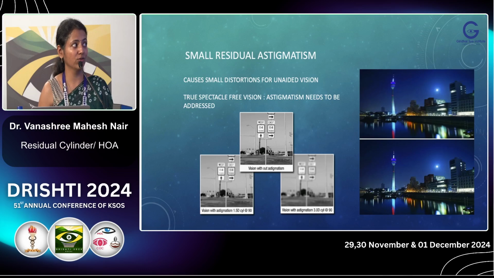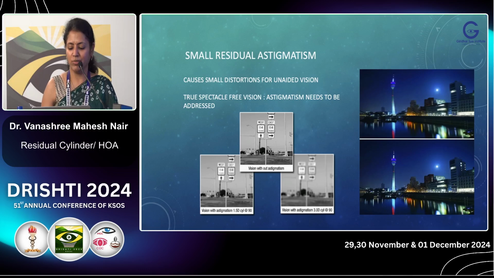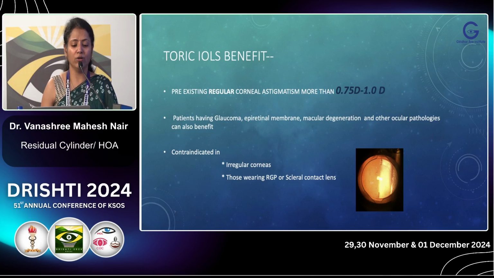As you can notice on the right side, the lower image is much sharper and the upper image has got a slight defocus kind of picture or a slanting vision. So the patient may not really complain too much, but sometimes some patients can be quite irritated with that kind of vision. We all know now that toric IOLs give us benefit when there is a pre-existing regular corneal astigmatism, more than 0.75 or 1 diopter.